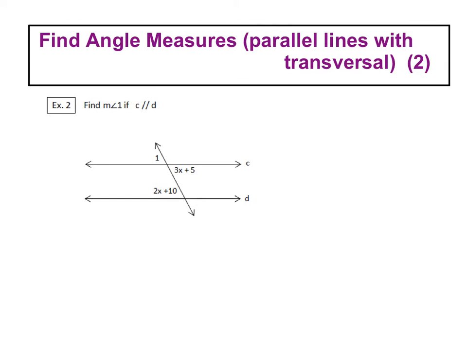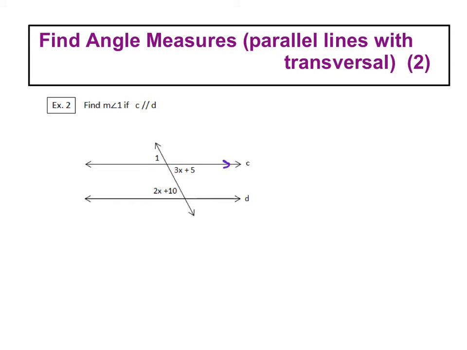All right, so now we have an example where we can apply all this knowledge that we've learned and actually solve for x and find an angle measure. So this is where it gets a little bit more interesting. So we're asked to find the measure of angle 1 if line C is parallel to line D.